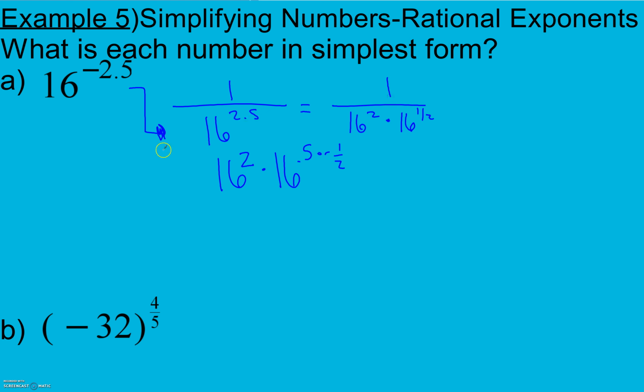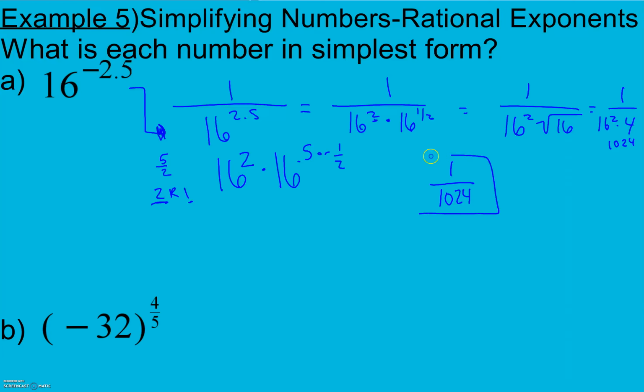If we wanted to, we could write that 2.5 as 5 over 2, which is 2 remainder 1. 2 full groups and 1 remainder. I can take the square root of 16. My denominator becomes my index. I know the square root of 16 is 4. So 16 squared, 256, times 4 is 1024. So I get 1 over 1024.